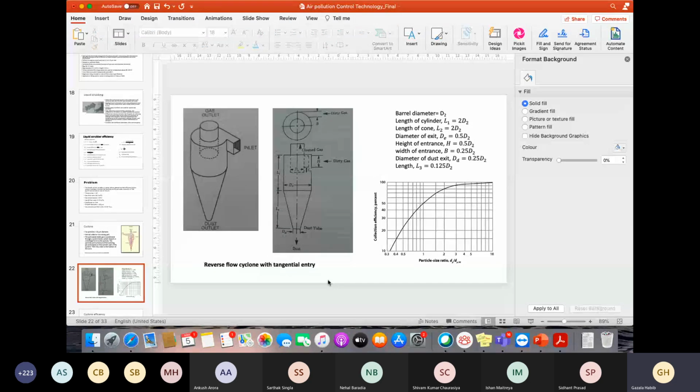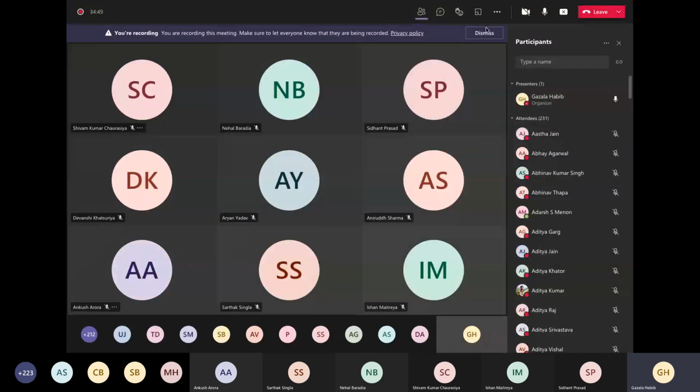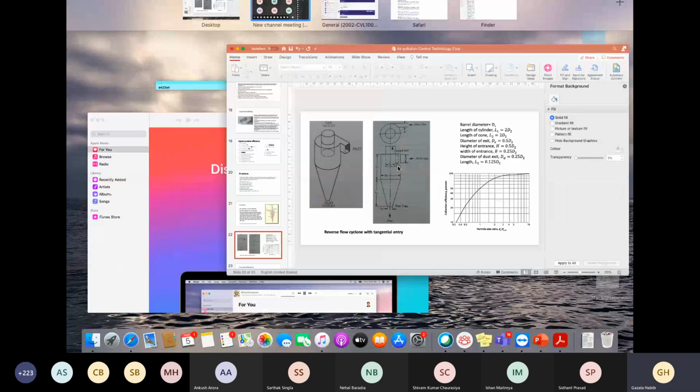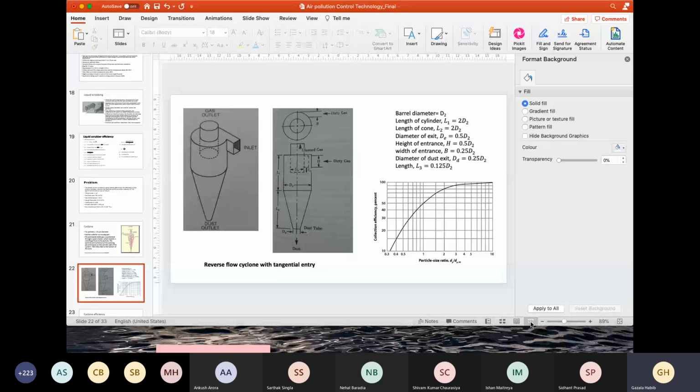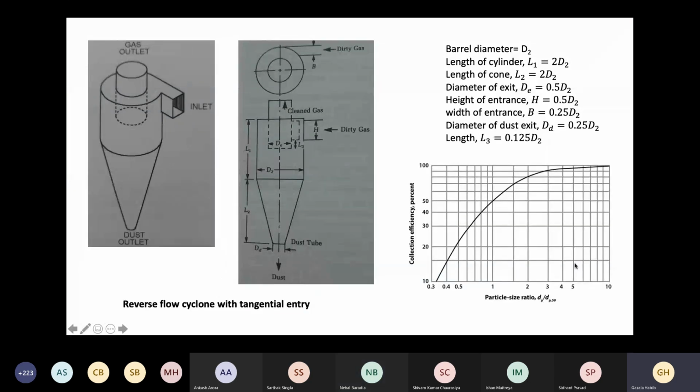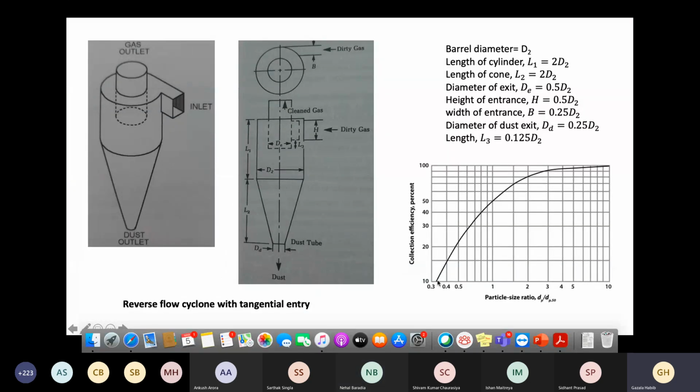So this is just one characteristic we have shown here. Can you see still? Are you able to see my PPT? Yes, ma'am. Okay, so this one characteristic is shown here, but I will also put the characteristics where you can change the gas flow rate and define the size of the particle to be segregated.